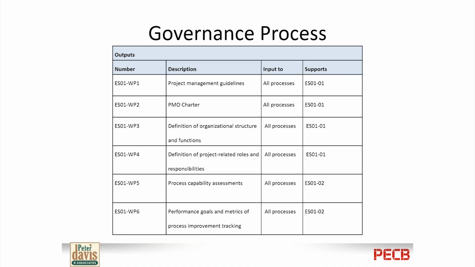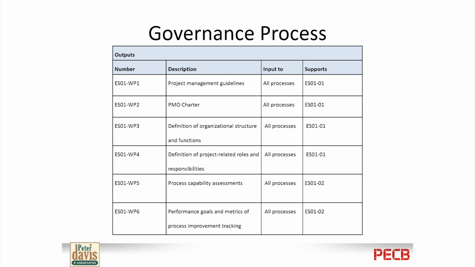So the next thing is the output. So we had our inputs and we have our activities, and then they're going to create some outputs. And the first thing we see, since this is developing the project management framework, is we come up with some project management guidelines, which will go to all processes. We also come up with a PMO charter, the Charter for the Project Management Office, and that will be available to all processes as well. We have a definition of organizational structure and functions, and that will go to all processes.